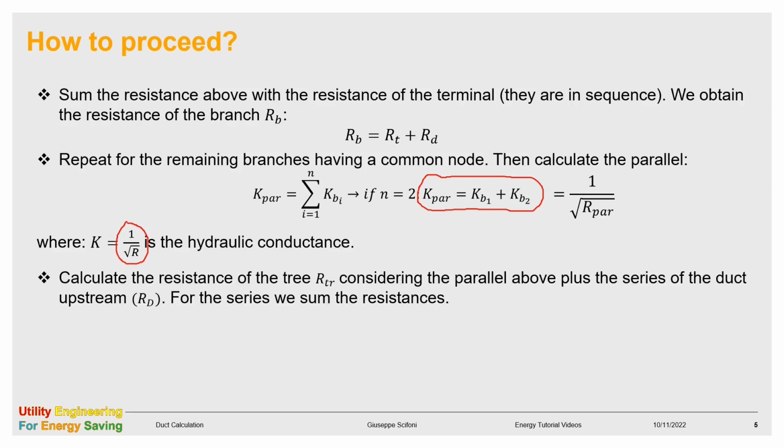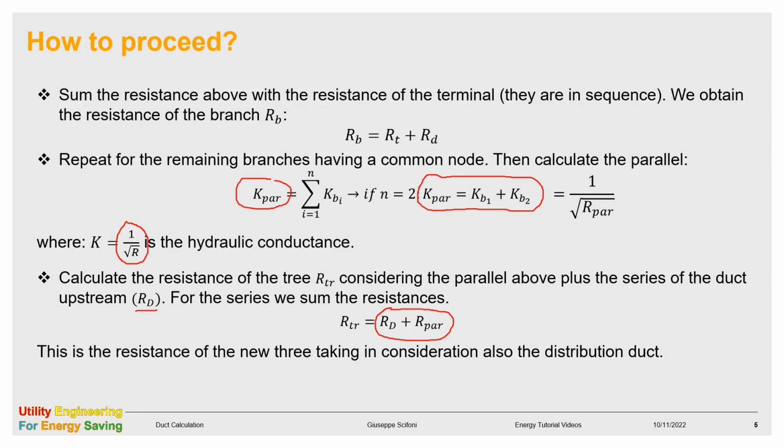We calculate the resistance of the tree, R3, considering the parallel above, plus the series of the duct upstream, RD. For the series, we sum the resistances. Also, RD plus R parallel calculated above, where RD is the resistance of the duct upstream. This is the resistance of the new tree, taking into consideration also the distribution duct.